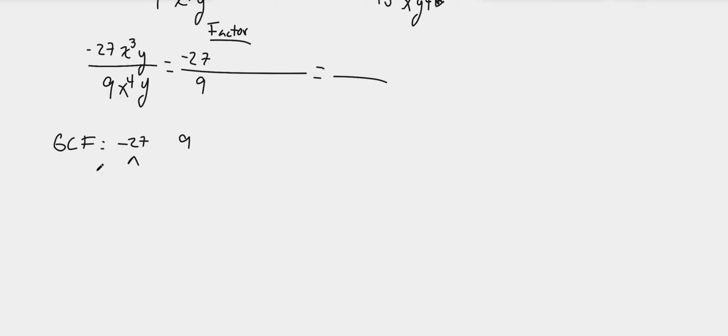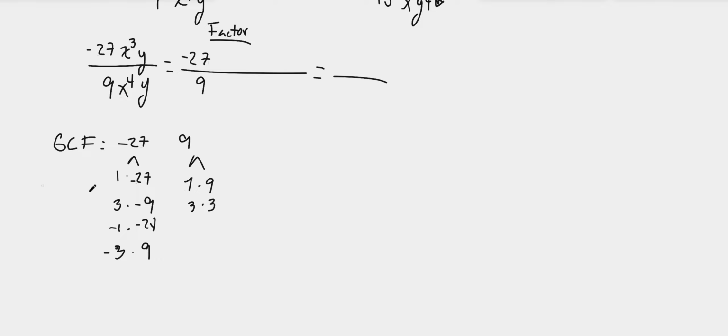Let's think about the factors first, okay? So we have 1 times negative 27, 3 times negative 9, negative 1 times negative 27, and negative 3 times positive 9. I think those are all the factors. Now, what about for 9? Well, we have 1 times 9, we have 3 times 3, and that's pretty much it. Then they repeat after that.